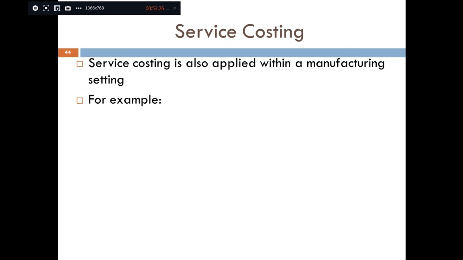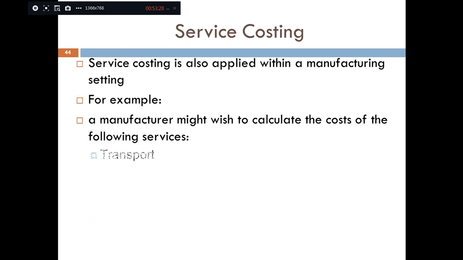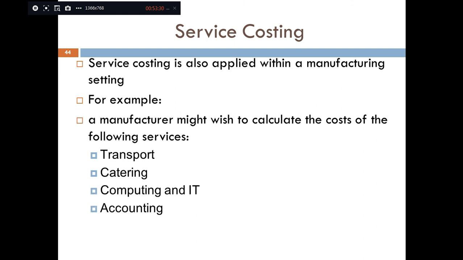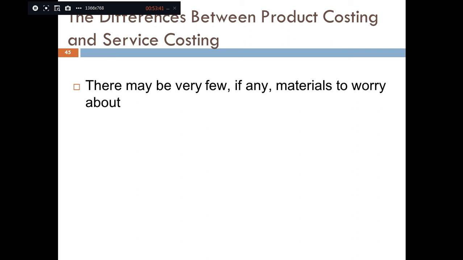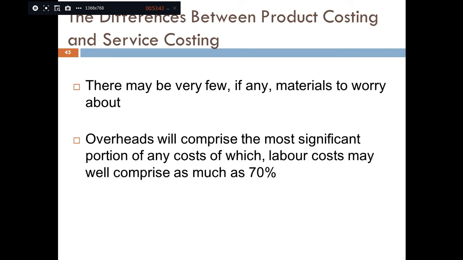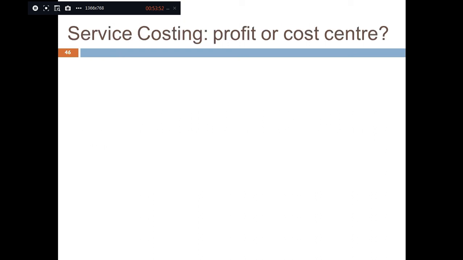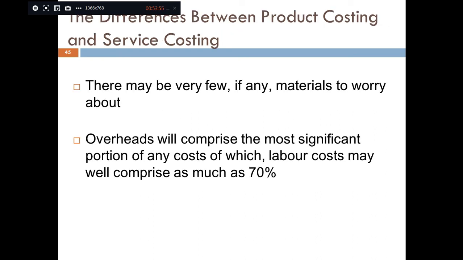So what's the difference between product costing and service costing? There may be very few if any materials to worry about in service costing. Labor and overheads will comprise the most significant portion of any cost, of which labor cost may well comprise as much as 70%.